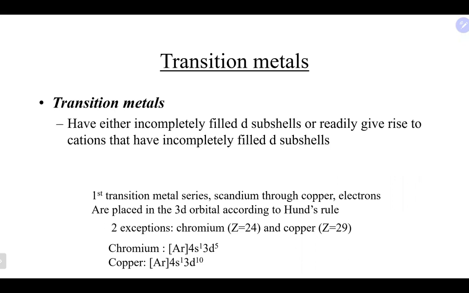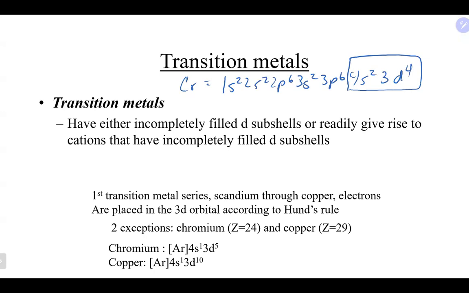But for our class, we're just going to worry about two notable exceptions, which most people think about. That happens in the first row transition metals, and that is copper and chromium, chromium being 24 and copper being 29. For example, chromium's configuration would be 1s2, 2s2, 2p6, 3s2, 3p6, 4s2, and 3d4. This is what you would get if you followed our zigzag method.